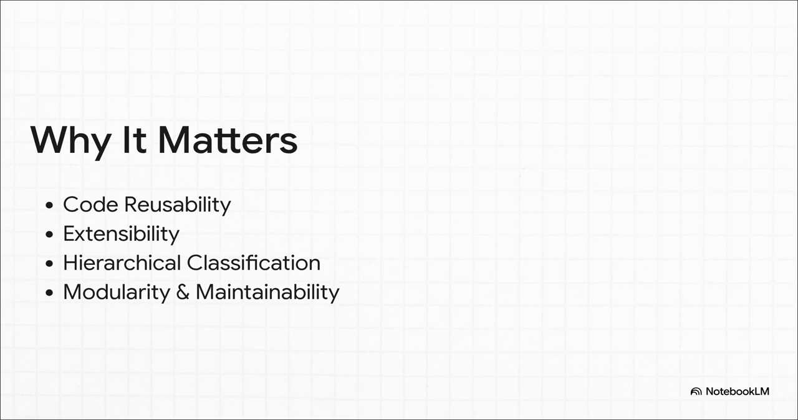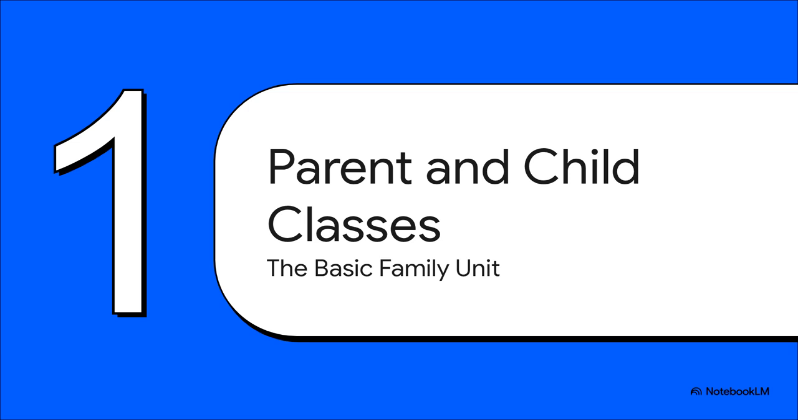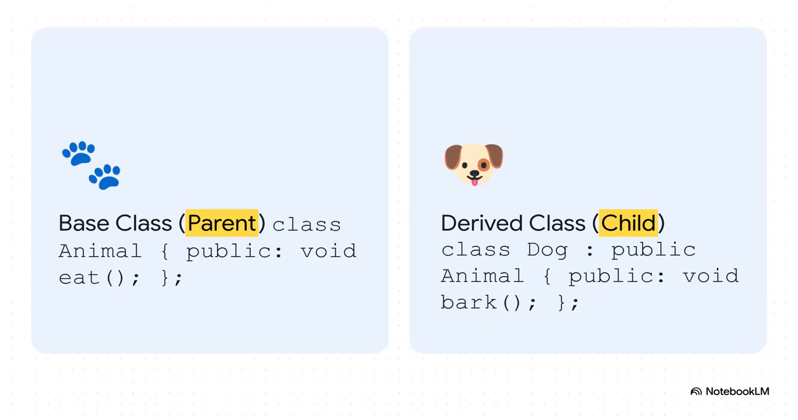What makes this such a big deal? Well, it all boils down to a few massive benefits. Code reusability is the big one, right? You write something once in a parent class, and dozens, even hundreds of child classes can use it without you ever copying and pasting. It also gives you extensibility. You can add brand new features to a child class without touching the original parent code, which might already be tested and stable. This whole process naturally creates these logical hierarchies, and it just makes your entire project way more modular and so much easier to maintain down the road. So to really get this, let's break it down to its simplest form: the basic family unit, the parent and the child class.